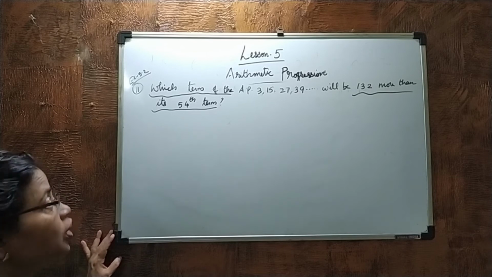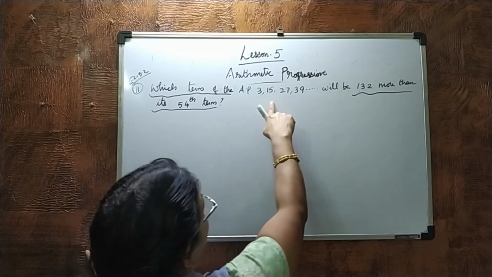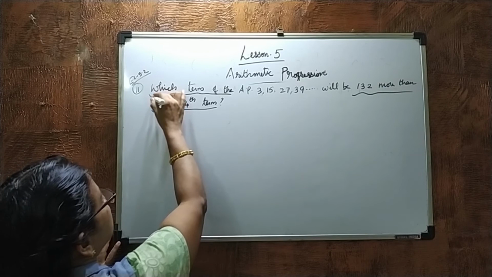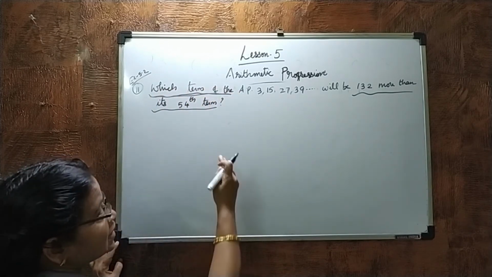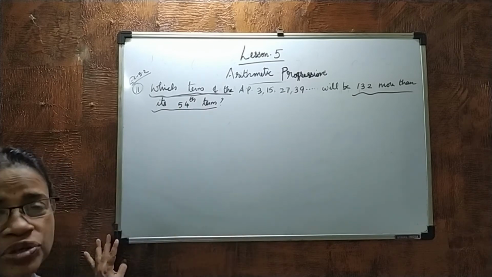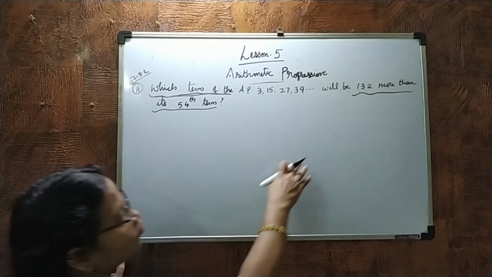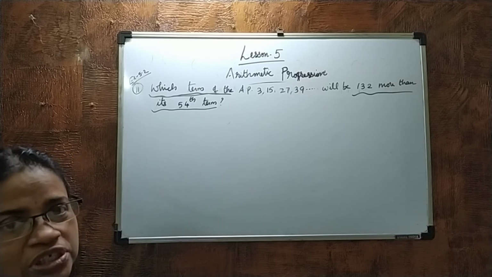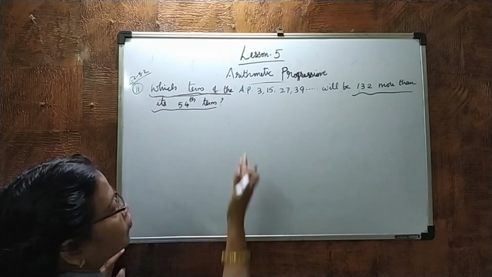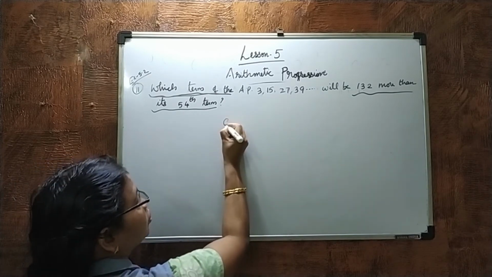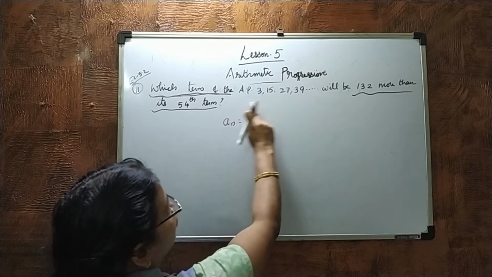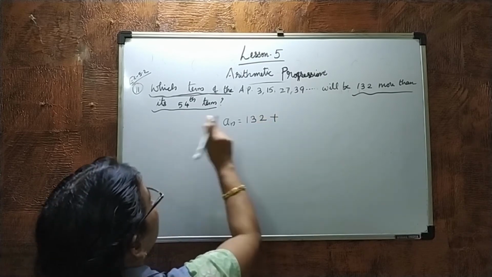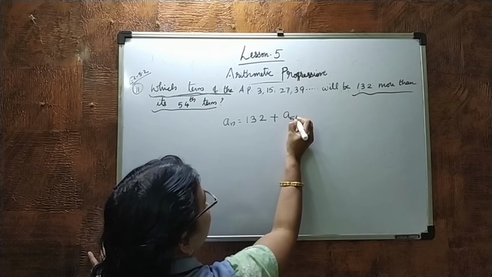So exercise number 5.2, 11th question. Which term of the AP 3, 15, 27, 39 etc. will be 132 more than its 54th term? So these things you have to remember, underline things. Which term of the AP means you have to find out n, right? And then it will be 132 more than its 54th term. So you have to write that equation. So we want n. For that, what can we write? An is equal to 132 more than, 132 more means plus, its 54th term, that means A54.